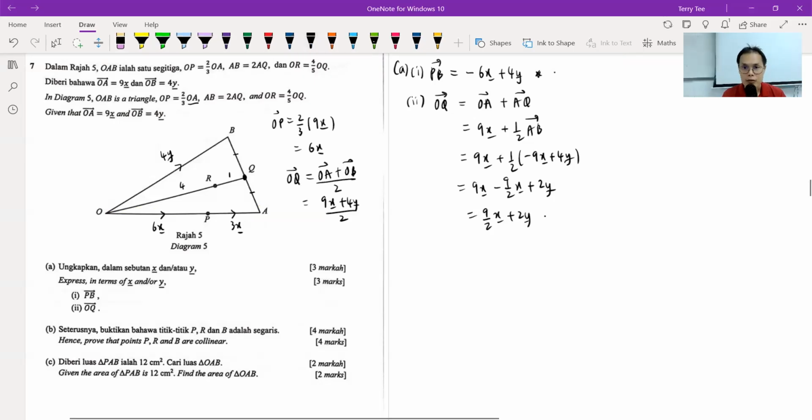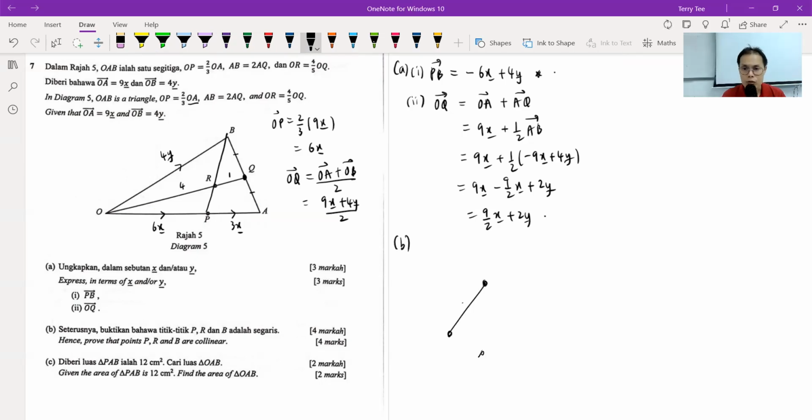All right, next, part B. Hence, prove that P, R, Q and P, R, B are collinear. Collinear means 3 points lie on the same line. Now we already know PB. We know when 3 points are collinear, right?